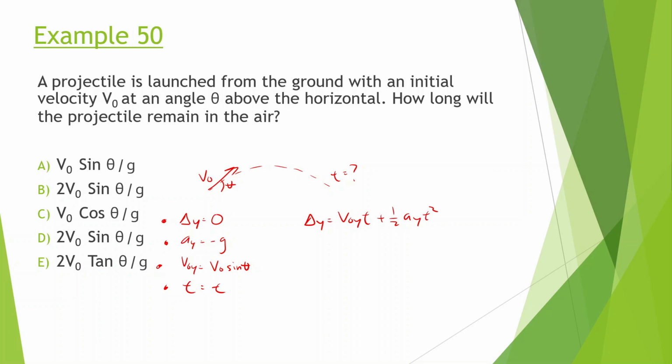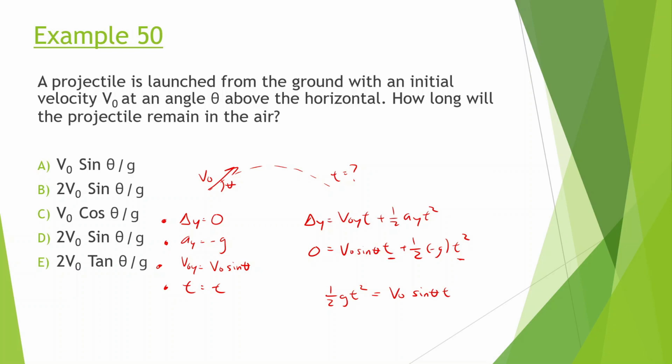And let's plug things in. Displacement of the y, 0. V initial in the y is equal to v initial sine theta, t is t, plus 1/2 negative g t squared. And now we're trying to isolate for this t. I'm going to bring this to the other side. So 1/2 g t squared is equal to v initial sine theta t.